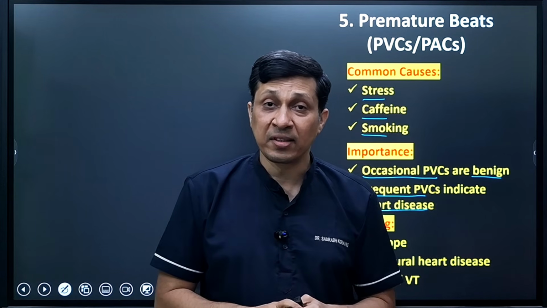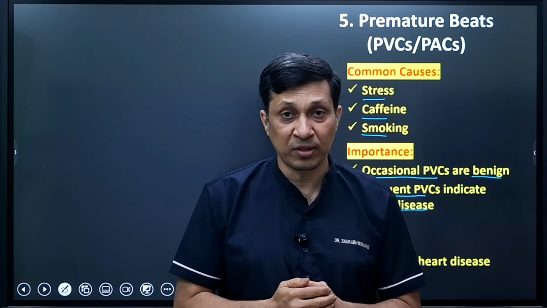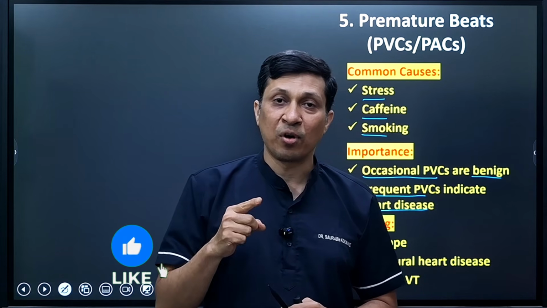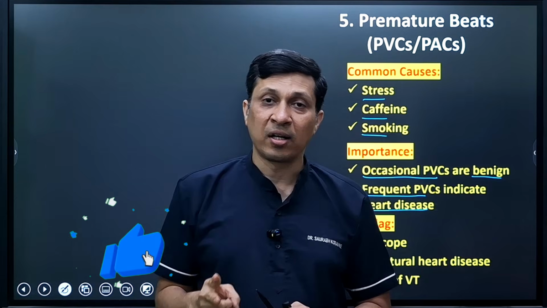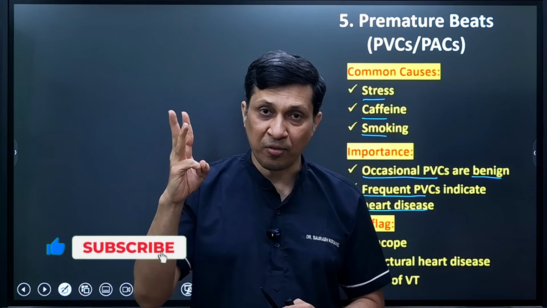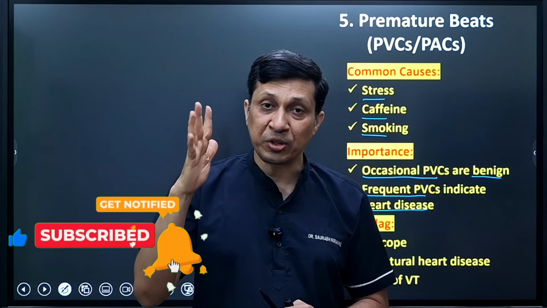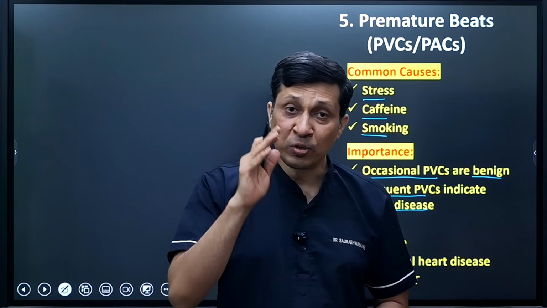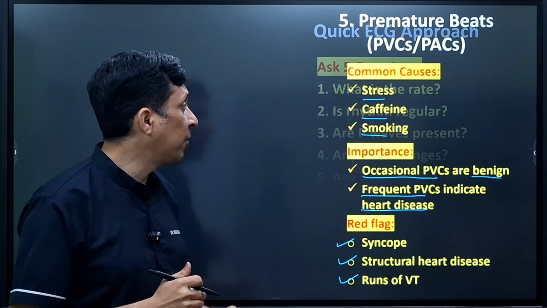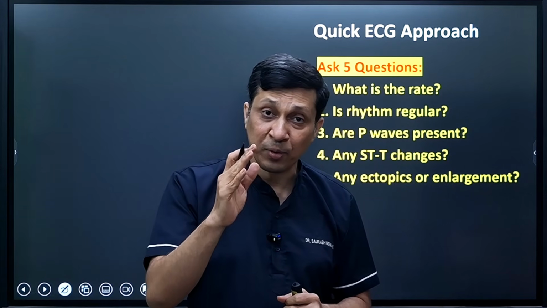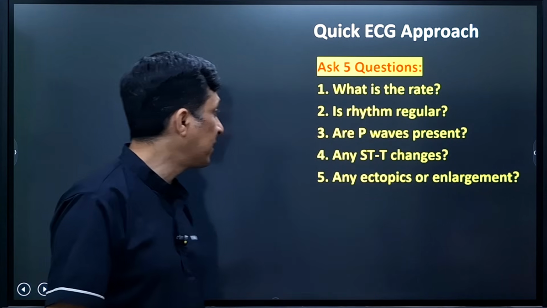So let's revise the 5 common ECGs that we have seen today. The first was sinus tachycardia, second was atrial fibrillation, third was left ventricular hypertrophy, fourth was STT changes, and fifth premature beats. So whenever you see an ECG in the OPD, you always ask these 5 questions that will help you to easily recognize these ECG patterns.